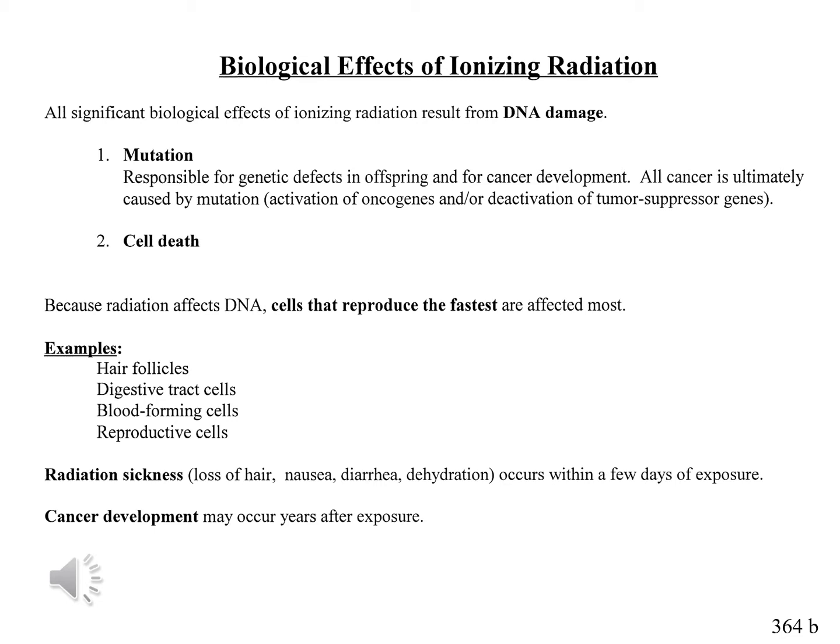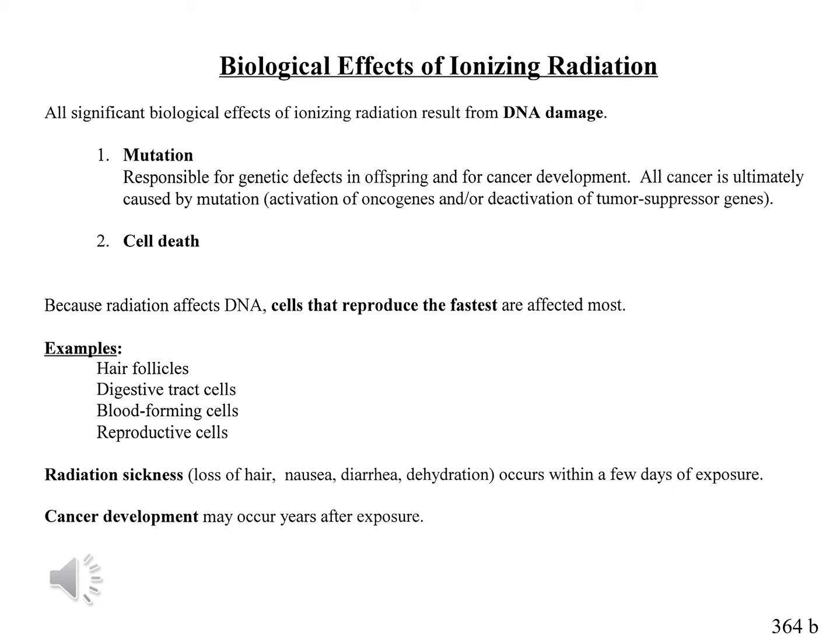Their hair falls out. Digestive tract cells reproduce very fast because when you eat, you tear them off and they have to be replaced. They're the first to go. So you get nausea and diarrhea. Blood-forming cells: from radiation, you can get leukemia and different immune problems, and so you can get serious infections and lymphomas. There's all kinds of things.